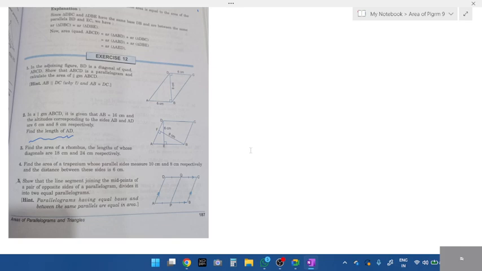Okay. Third one, find the area of rhombus. Which diagram are they given, students? Parallelogram or rhombus? Respond all of you. Rhombus is given. Okay, I need to teach all the properties of rhombus and parallelogram. Third one will do it tomorrow. Fourth one will complete. Trapezium.